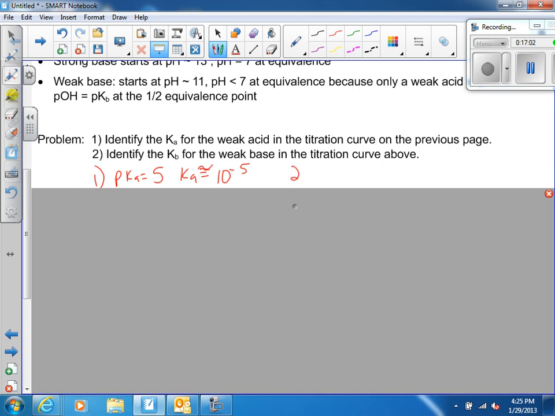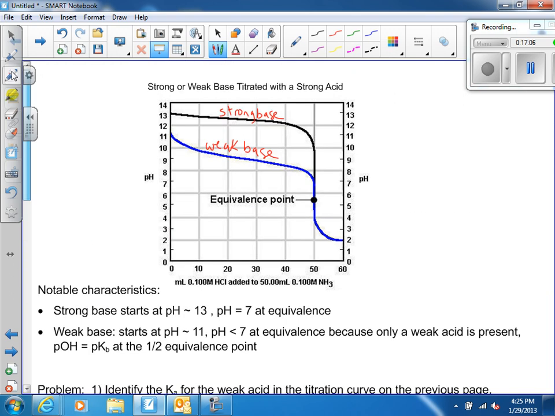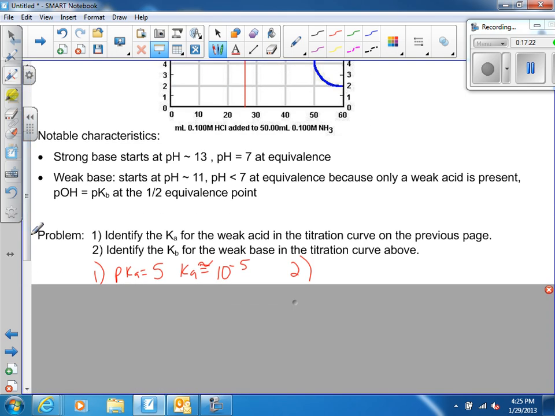For number 2, again, pause this if you want to try to do it on your own. Go to the half equivalence point, 25 mils. Go up to the curve and over to the side. Not very straight there. So the pH is 9. The pOH is 5, which is the pKb. So the Kb will be approximately, same thing, 10 to the minus 5. Interesting.